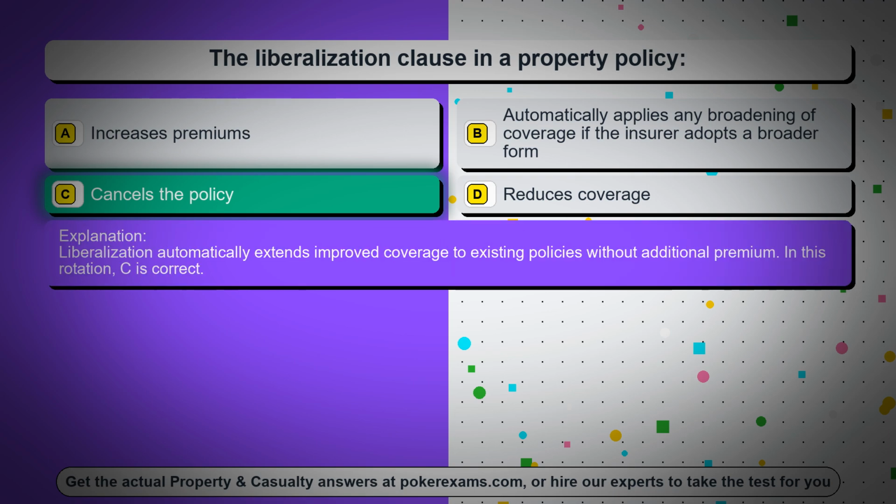Liberalization automatically extends improved coverage to existing policies without additional premium. In this rotation, C is correct.